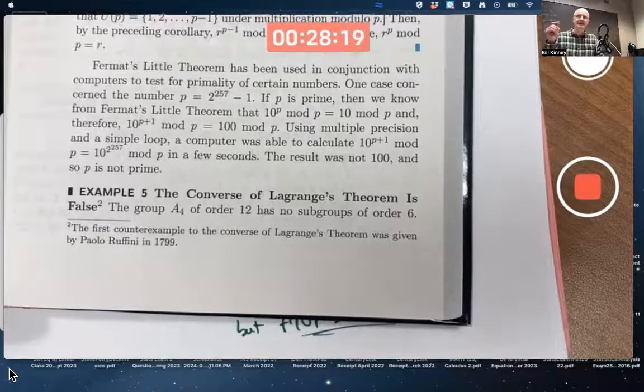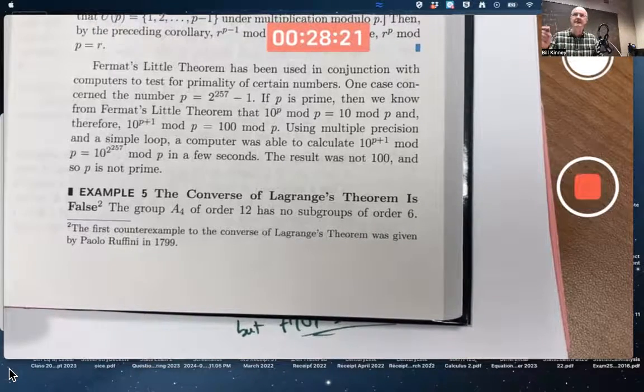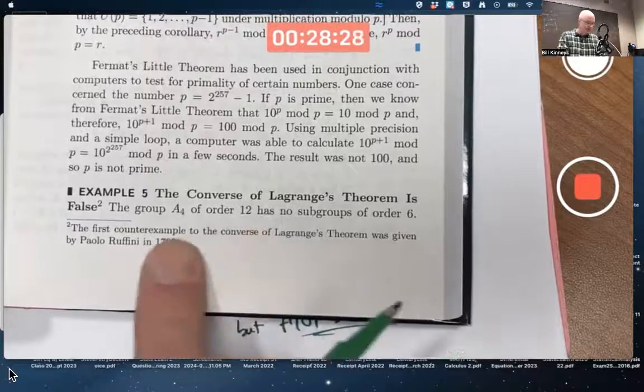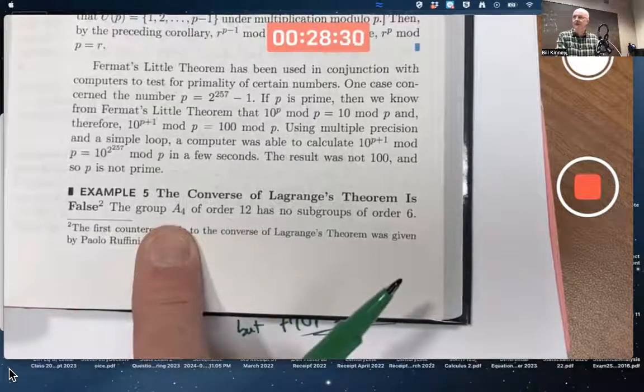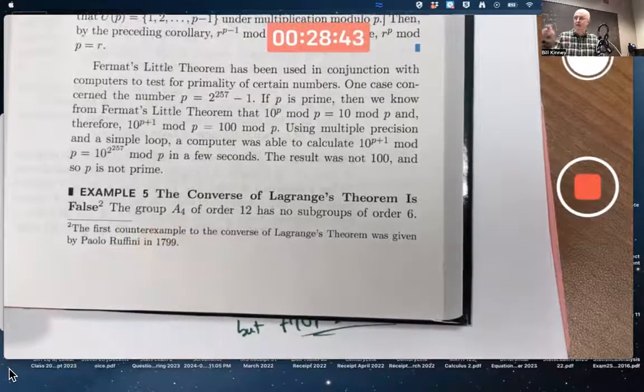Just because a number divides the order of a group does not mean there's a subgroup of that order. Simplest example is in the group A4. What's that? That's the alternating group on 4 elements, right? Permutation group. Even permutations that can be written as a product of an even number of 2 cycles on the set 1, 2, 3, 4.